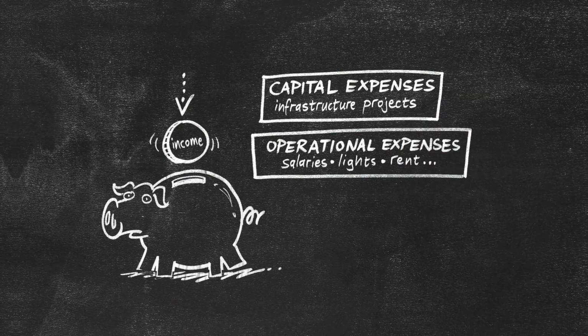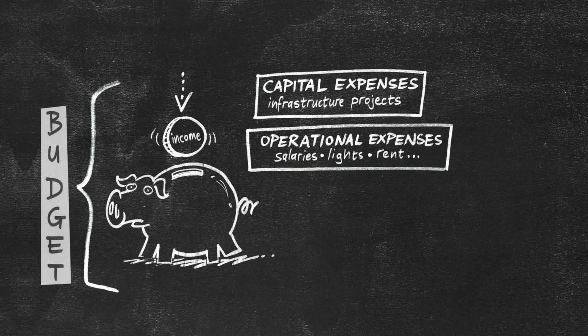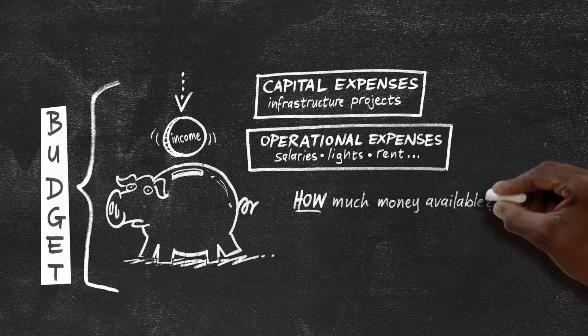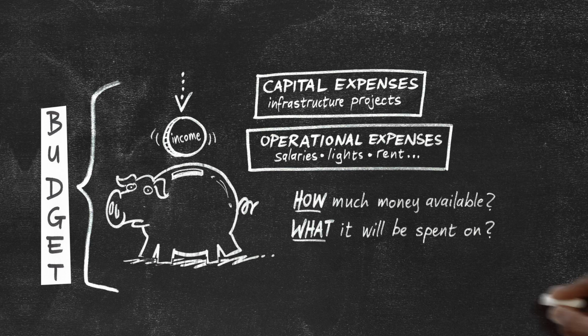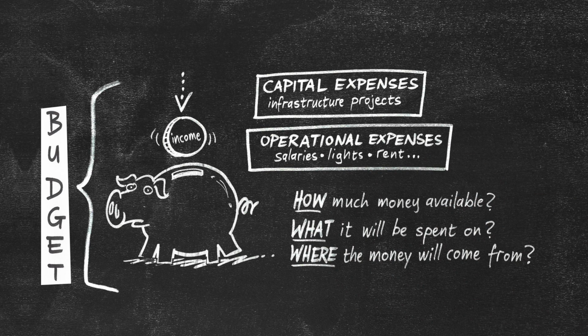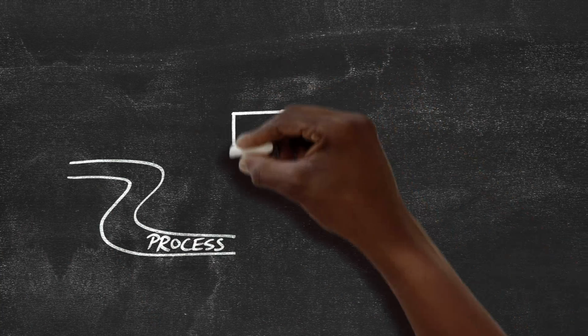All of this money, which can run to hundreds of millions of rands, must be accounted for in a budget. A municipal budget says how much money is available, what it will be spent on, and where the money will come from in the following financial year, from July of one year to the end of June the next year. A municipality should only spend against a budget. The way the budget is made up follows a very clear process.